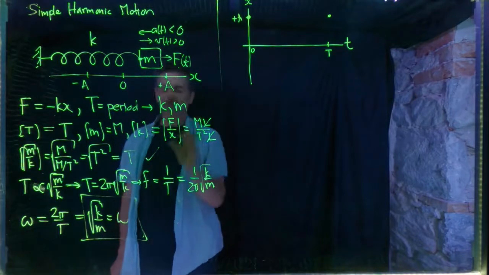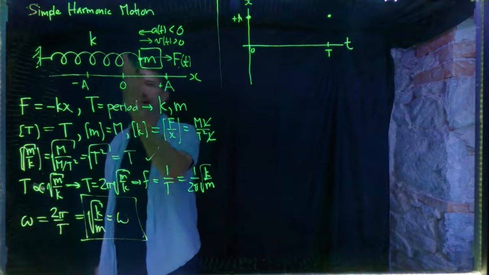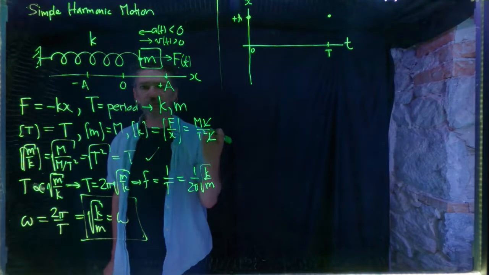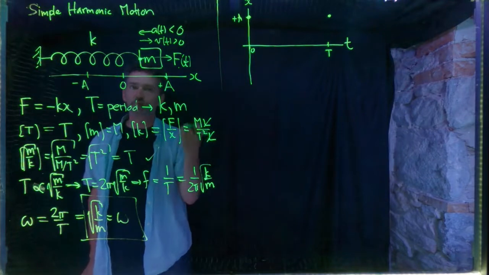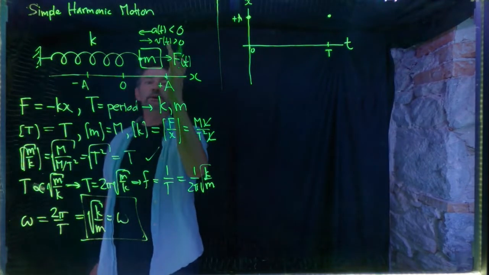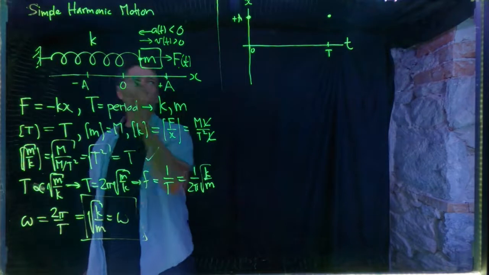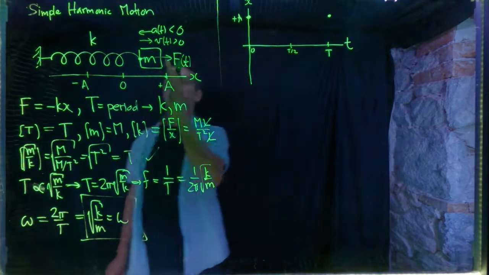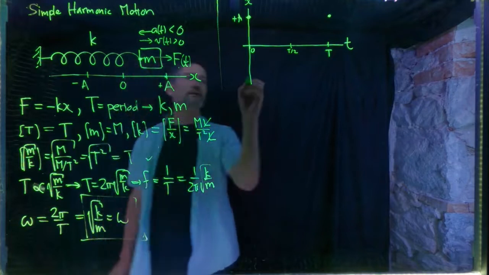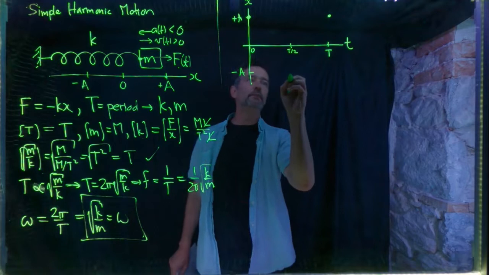So it takes a time capital T to go from here all the way to here and back again because of the symmetry of the problem. Remember, symmetry is a very important principle. When you can apply it, do so. Okay, so obviously, because of the symmetry, it's going to take exactly half of the full period to go from here to here. So exactly at the halfway point, T divided by 2, the mass is going to be located at x equals minus A. So that's down here, minus A.